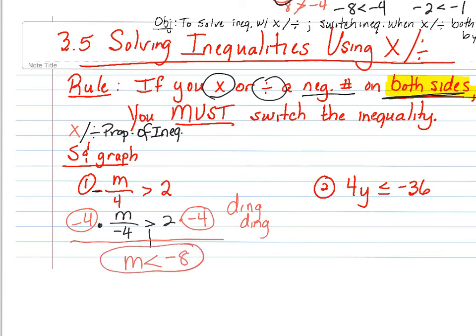Any number less than negative 8 will work. I'm going to choose negative 12. I'm going to check with negative 12. So if I have negative 12 up here, divided by negative 4, well, that becomes a positive, right? Is that greater than 2? Well, 3 is greater than 2, so yes, it checks. You have to switch the inequality.